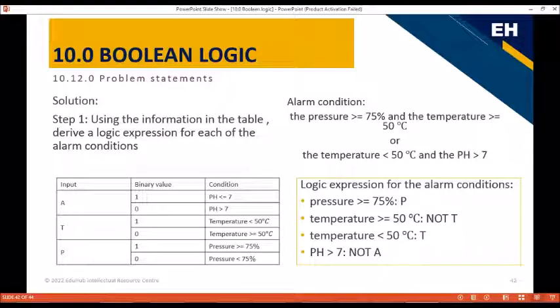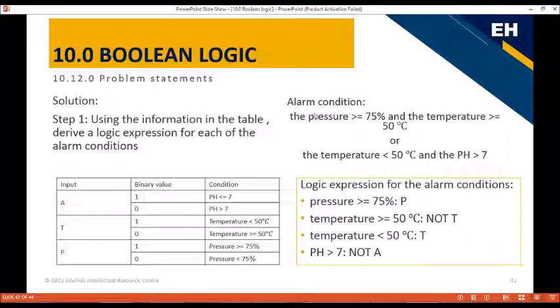Step 1. Using the information in the table, derive a logic expression for each of the alarm conditions. Now, what are the alarm conditions? To remind ourselves, the pressure is greater than or equal to 75% and the temperature is greater than or equal to 50 degrees Celsius, or the temperature is less than 50 degrees Celsius and the pH is greater than 7. A logic expression for the alarm conditions. We have to actually derive the logic expressions.